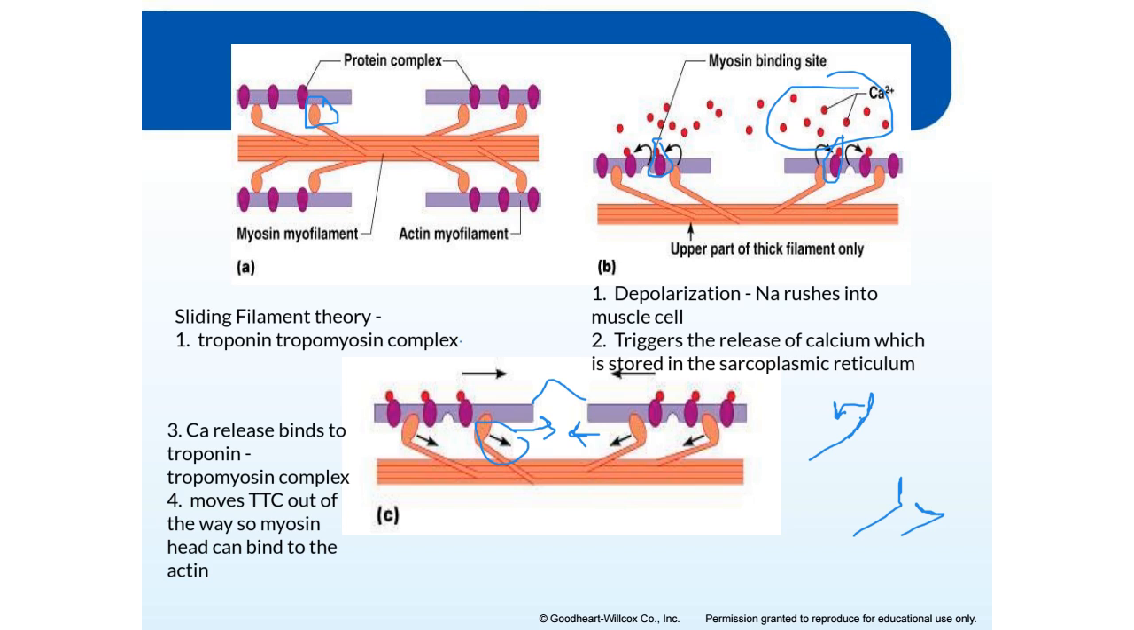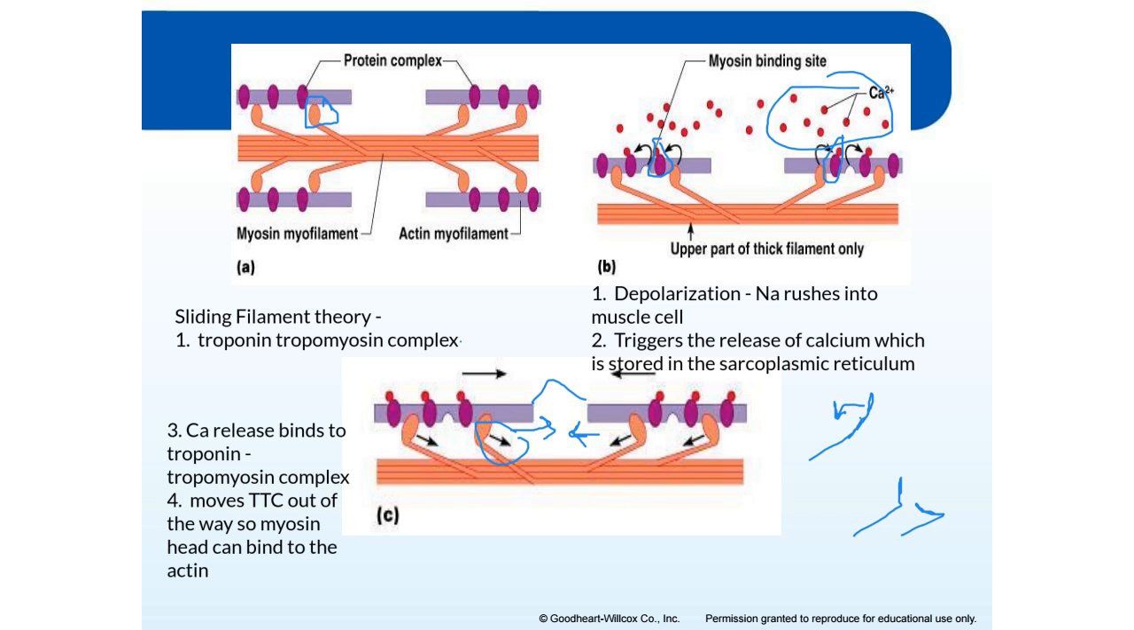As they pull the actin towards the center, remember the actin is anchored into those Z discs. So that pulls those Z discs closer together, and that will cause the muscle as a whole to shorten. Okay, and that's called our sliding filament theory.